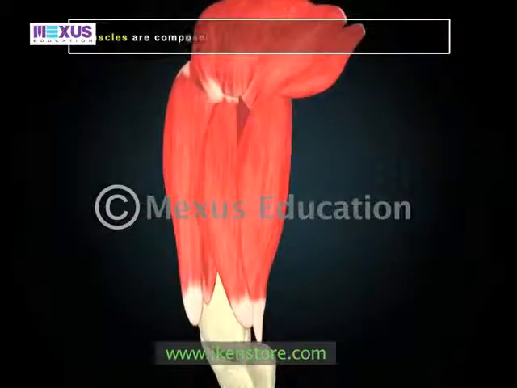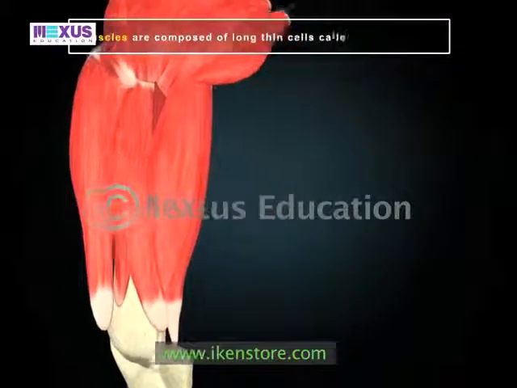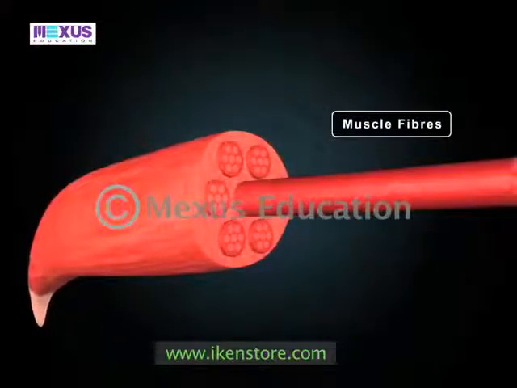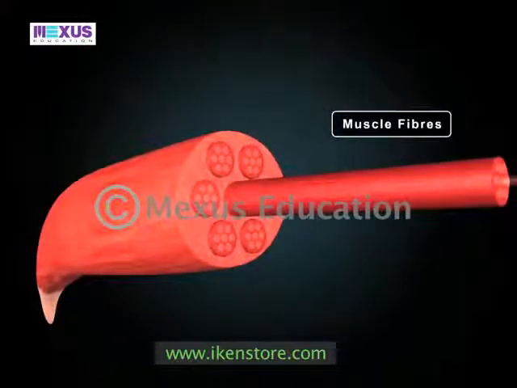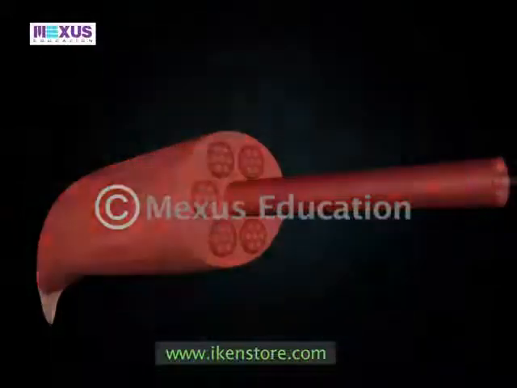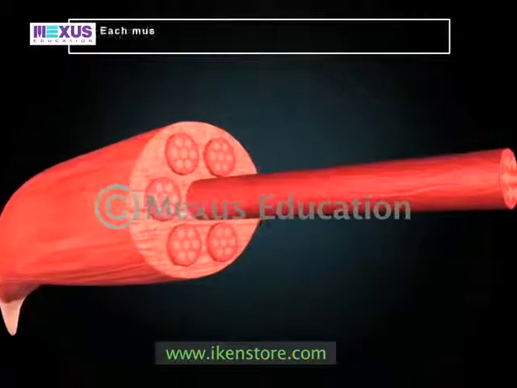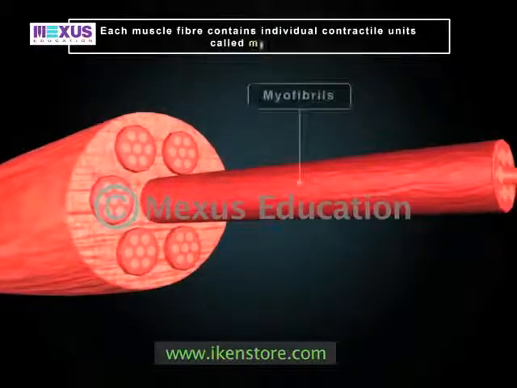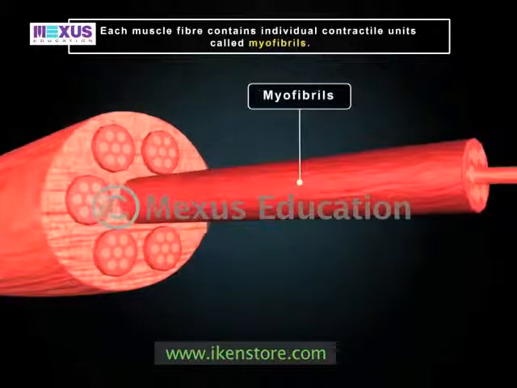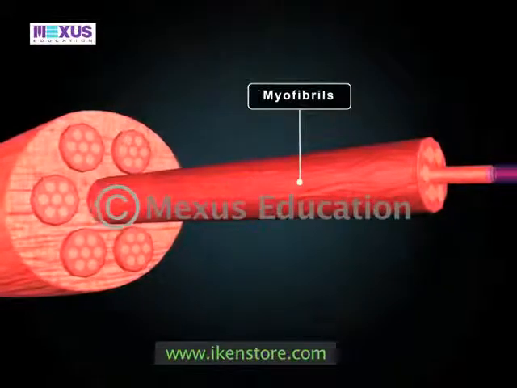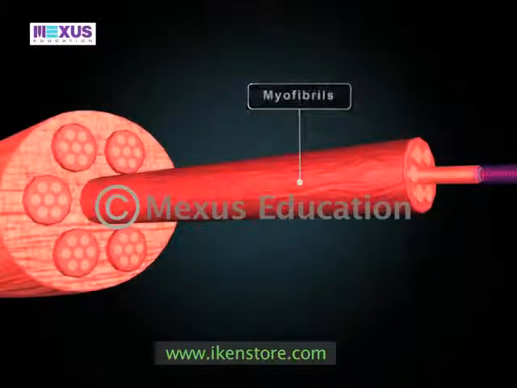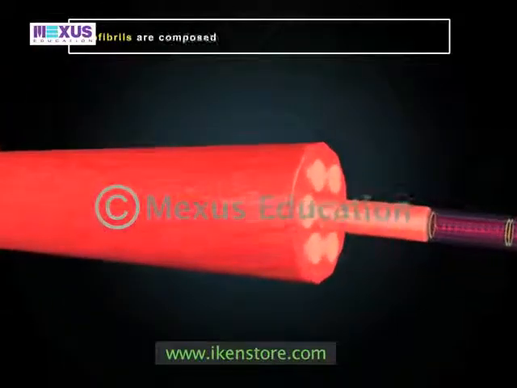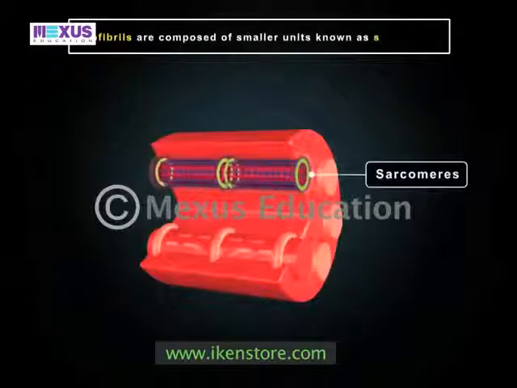Muscles are composed of long, thin cells called muscle fibers. They are packed in bundles and run through the entire length of the muscle in the body. Each muscle contains individual contractile units called myofibrils. Myofibrils are cylindrical, multinucleated cells. Myofibrils are composed of smaller units known as sarcomeres.